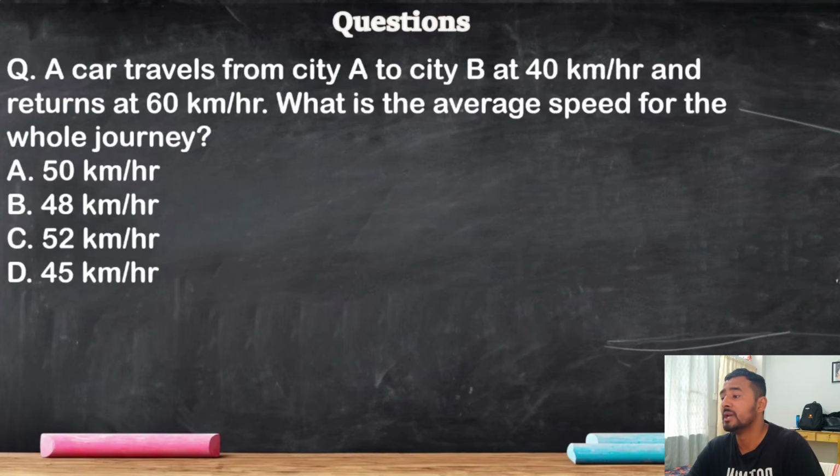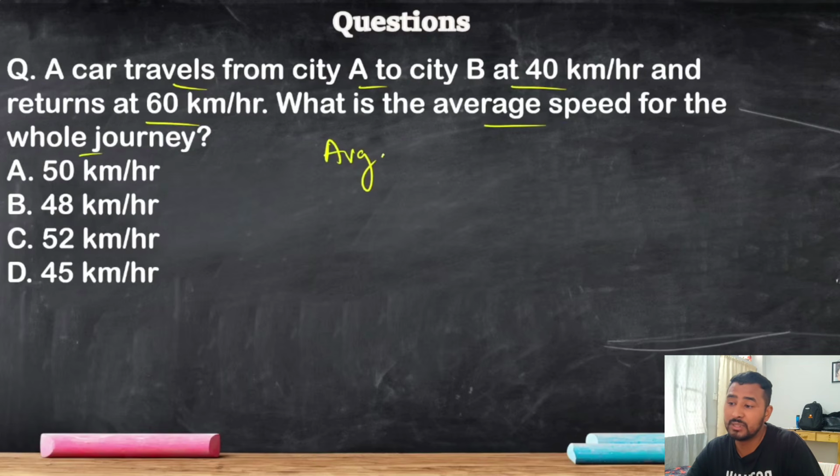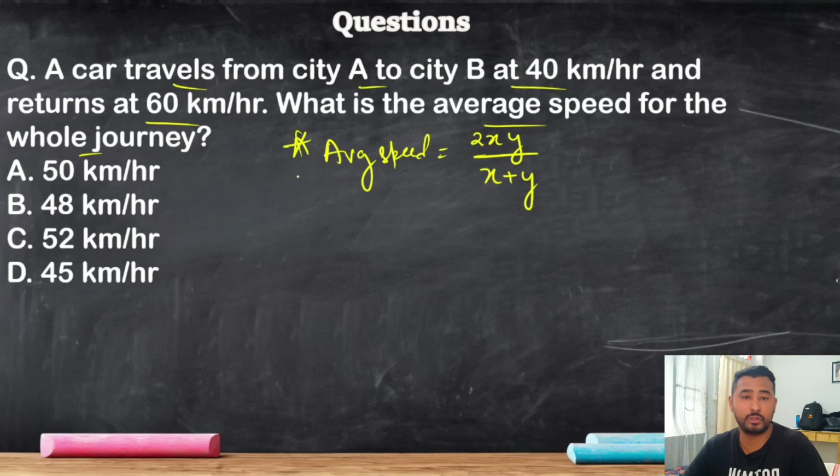Let's see some more. A car travels from city A to city B at 40 km per hour and returns at 60 km per hour. What is the average speed for the whole journey? Like I told you, what is the average speed? Average speed I can find how? Total distance by total time, but we use some formula, right? 2xy by x plus y. Should remember this one. Whenever you need to find the average velocity, average speed.